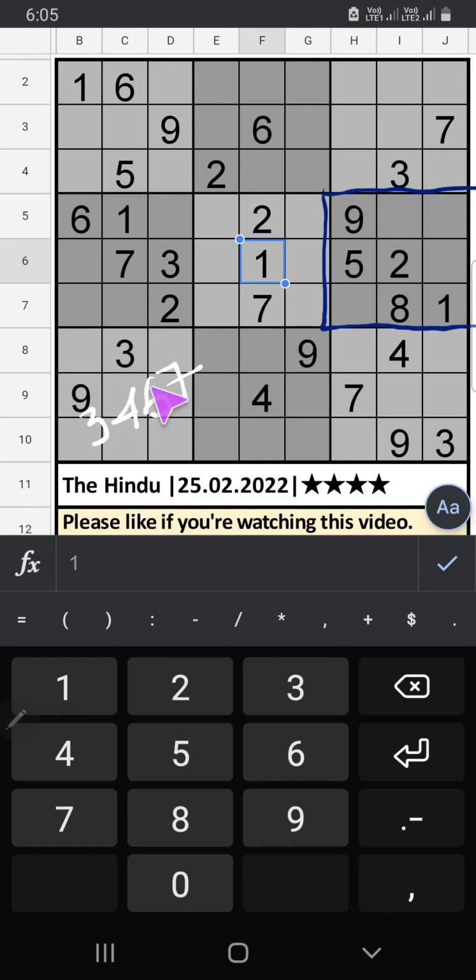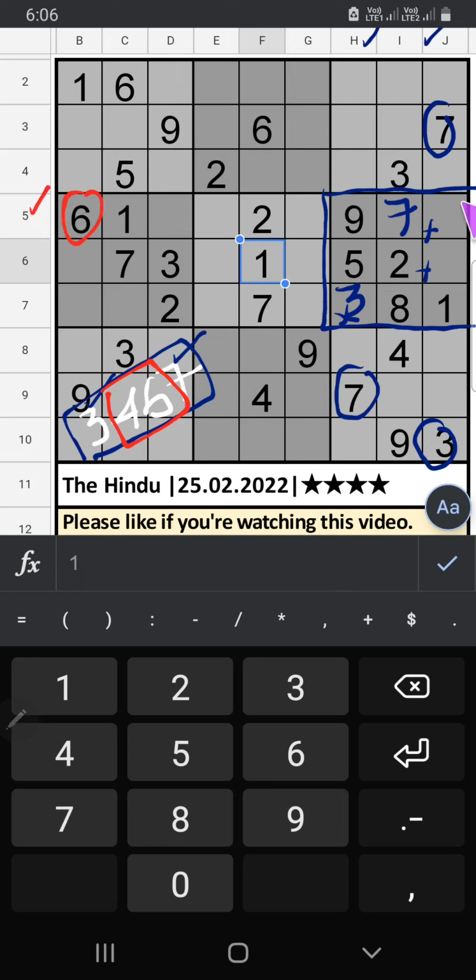4 numbers are remaining, 3, 4, 6, 7. Column J, we have 3 and 7. 3 and 7 can't come in these cells, it will come in any one of the cells. Column H, we have 7, so 7 can't come in this cell. 7 is confirmed here, then 3 is here. Only 2 numbers are remaining, 4 and 6. 5th row we have 6, so 6 can't come in this cell, 6 is confirmed here, then 4 is here.